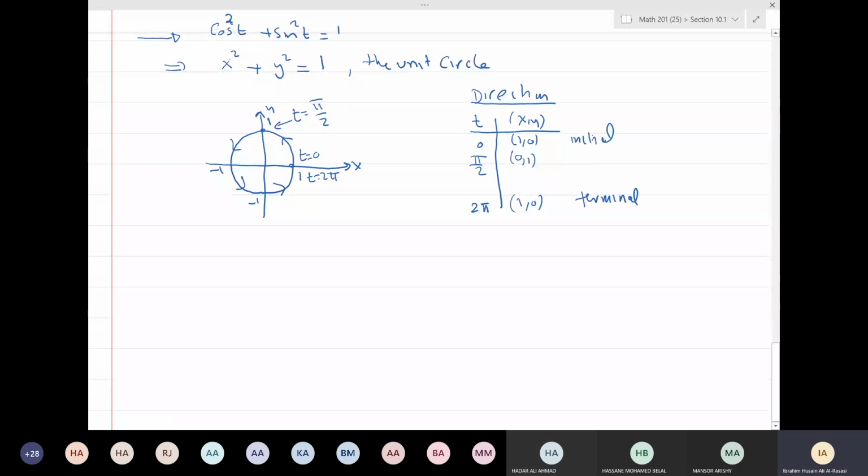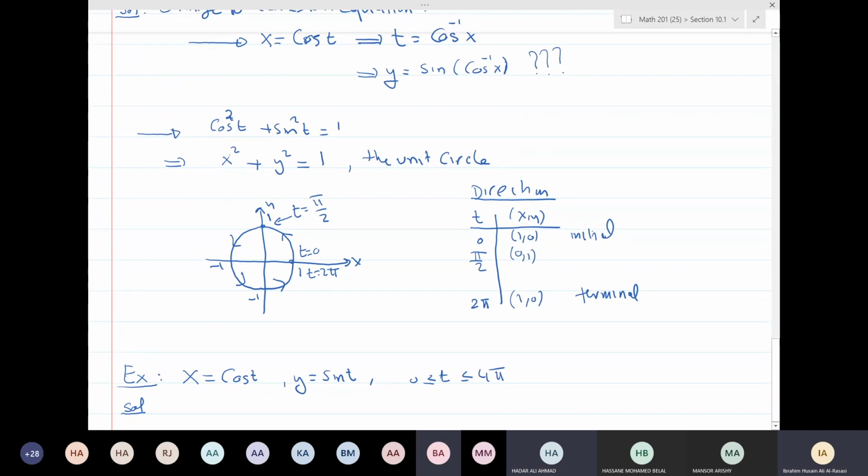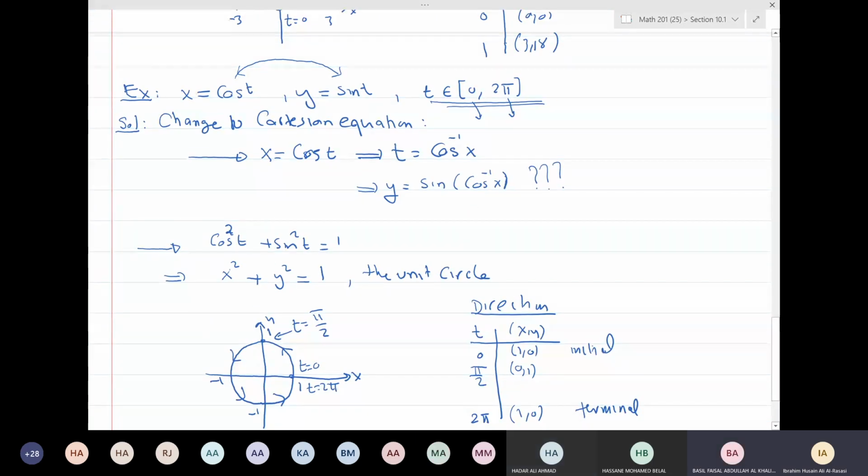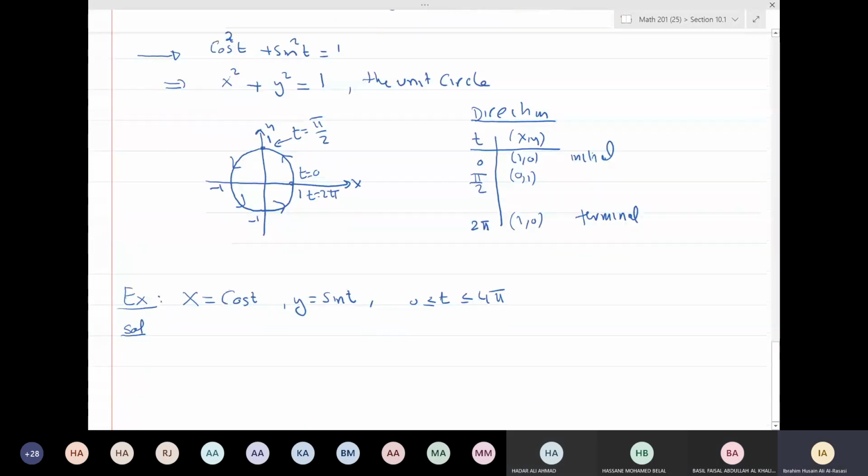Okay, let me take another example. I will take x equals cosine t, y equals sine t. I will take t between 0 and 4 pi. What is the difference between this equation and the previous equation? The range of t. The same x and the same y, right? Yes, but the change is in the interval. Let's see whether we will have the same thing or not.